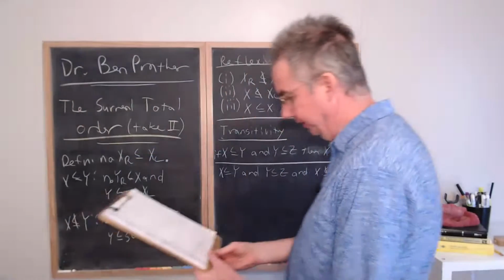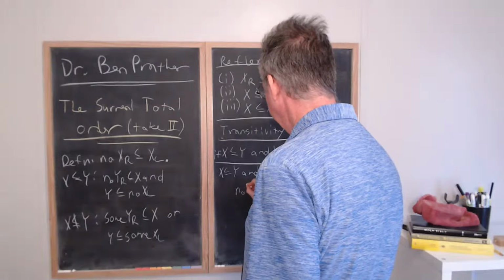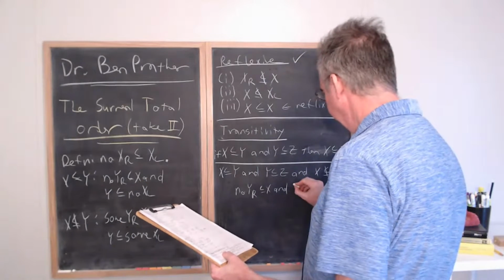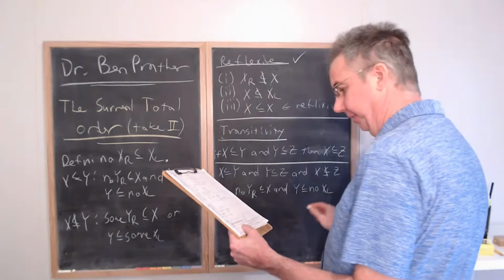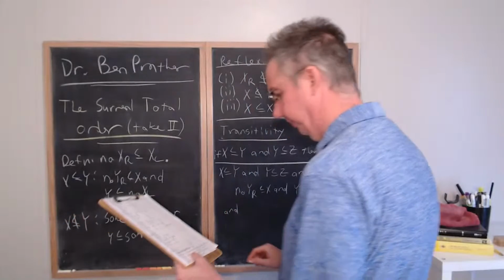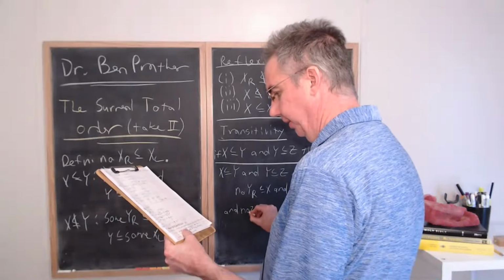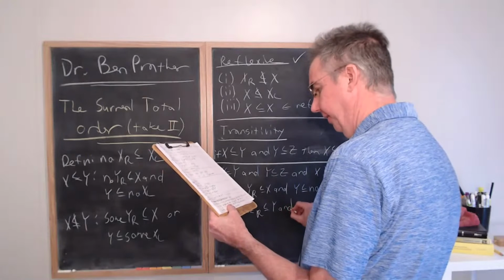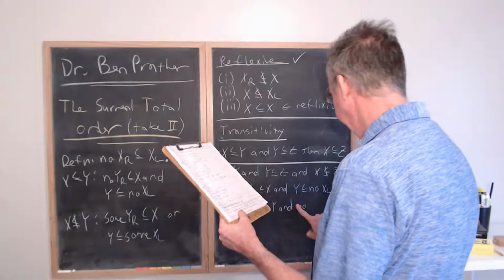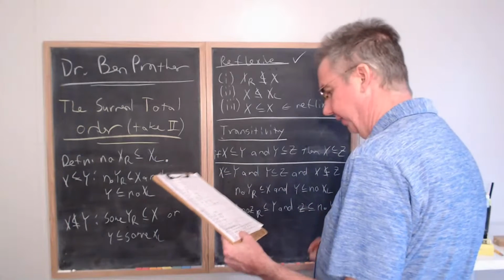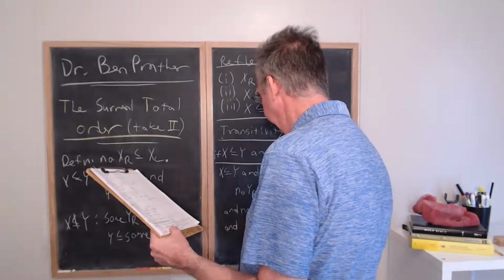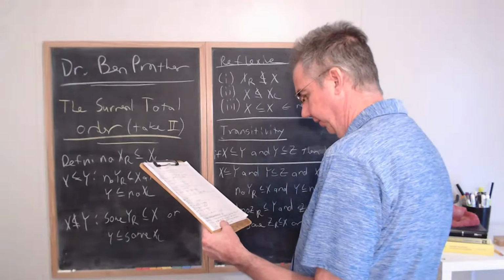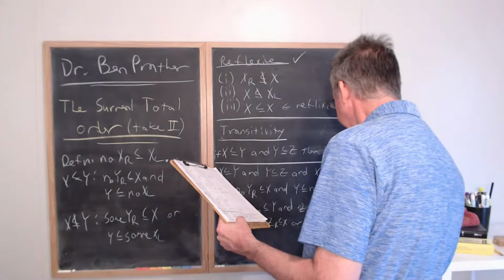All right. Well, what this means is that, from this condition, no y sub r is less than or equal to x, and y is less than or equal to no x sub l, and no z sub r is less than or equal to y, and z is less than or equal to no y sub l, and some z sub r is less than or equal to x, or z is less than or equal to some x sub l.